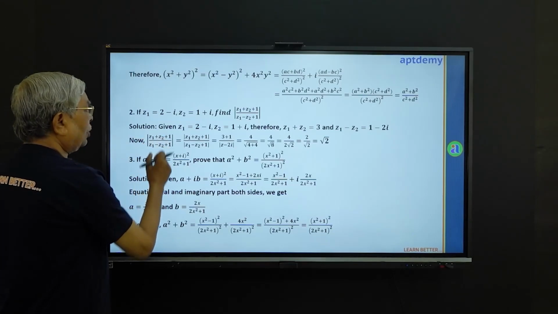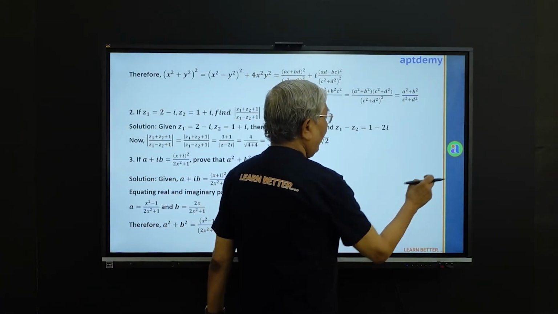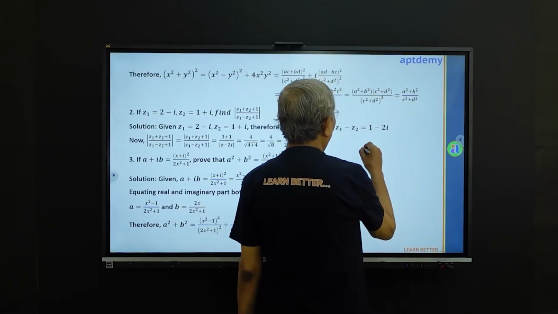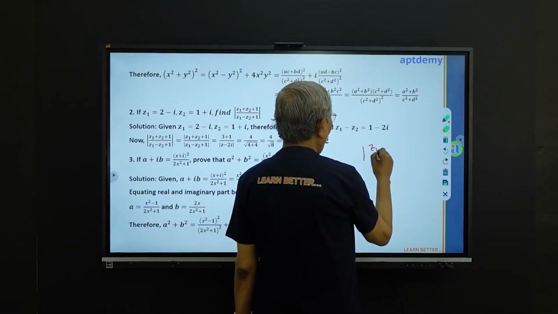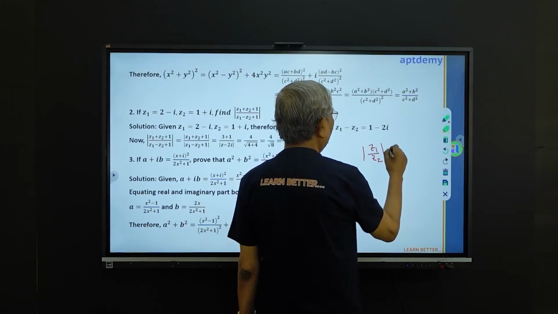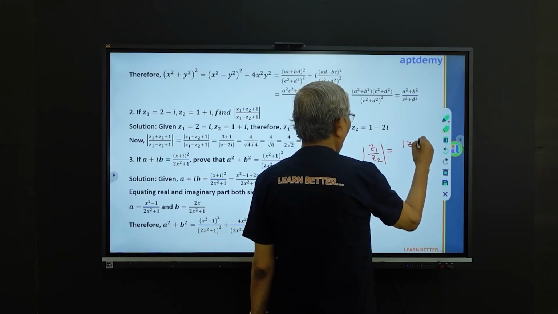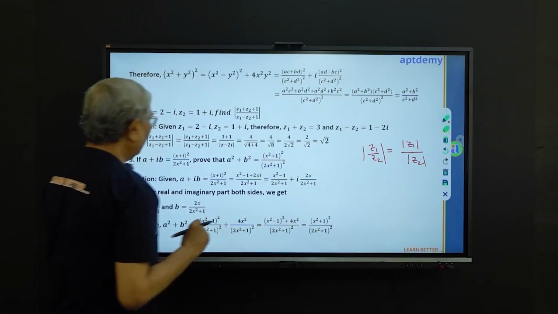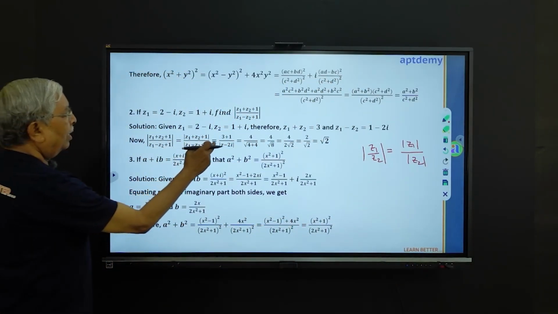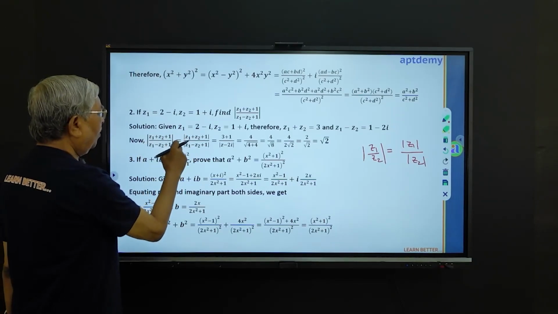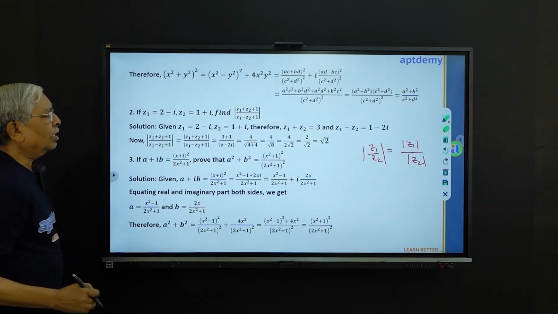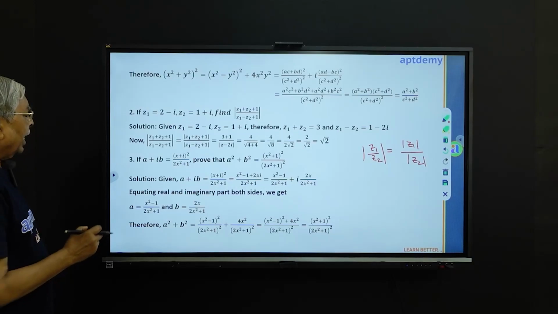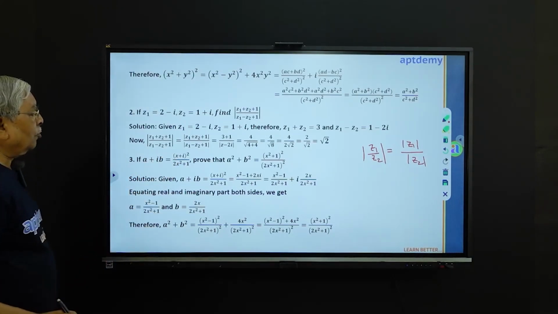z1 plus z1 by z2. We know that in case of modulus, for two complex numbers we have the modulus of z1 by z2 must be equal to mod z1 by mod z2. So mod z1 means mod of this part, mod of this part. Put this value, take the modulus.